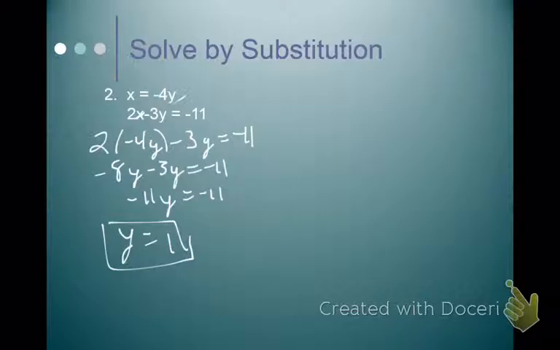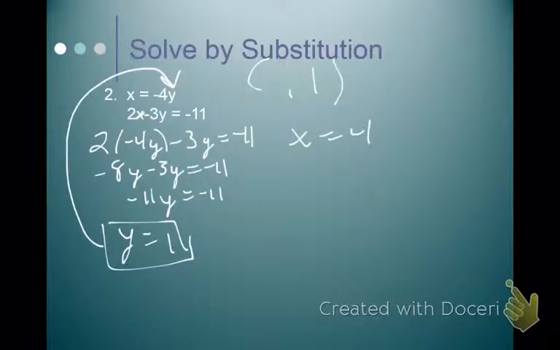But again, I'm looking for an ordered pair here. So y is 1. I need to find out what numerical value x has. So I'm going to plug it in, and I'm going to be strategic and smart about this. I'm going to plug y in where it makes the most sense. I'm going to substitute it in for the y here because x is already by itself. I don't have to do a lot of algebra after I substitute the 1 in. So I get x equals negative 4 times 1. And so x is equal to negative 4. So my solution is negative 4 comma 1.